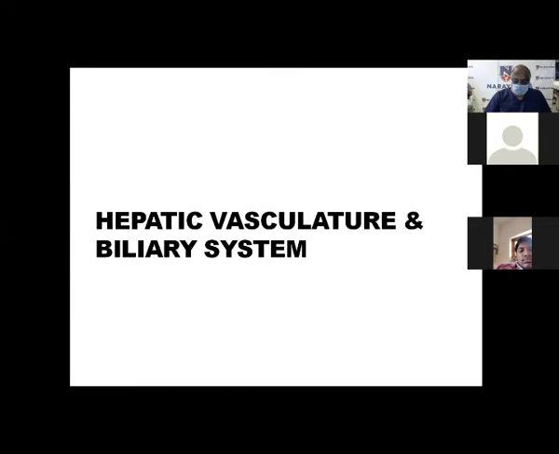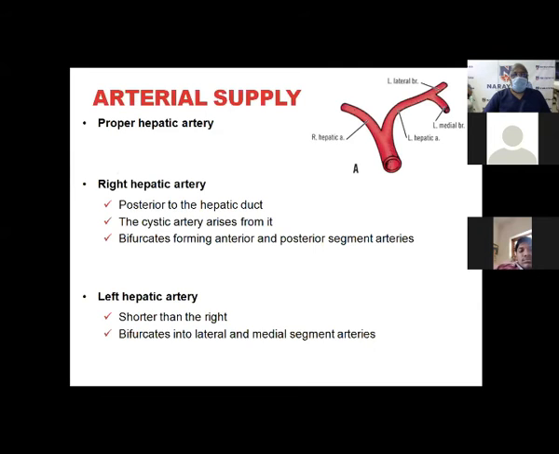Hepatic vasculature and the biliary system. It is a proper hepatic artery. The hepatic artery is a branch of the celiac artery. It gives the branches, the right gastric artery and the gastroduodenal artery. After that, it becomes the proper hepatic artery, which divides into right and left as in a normal way.